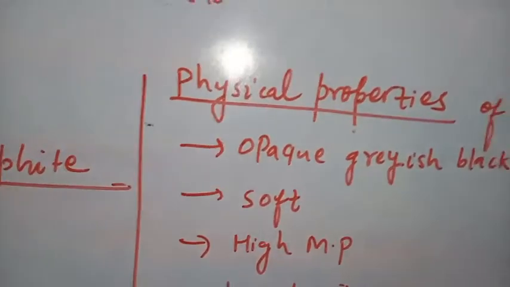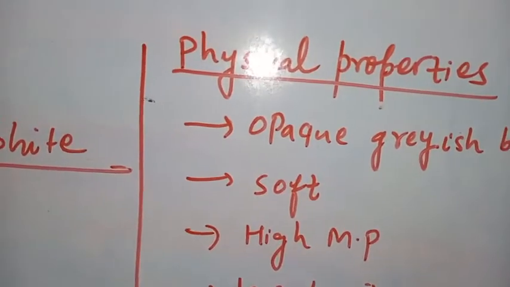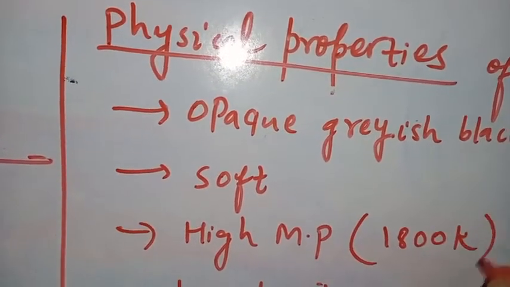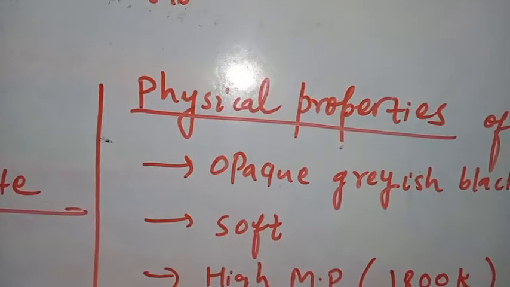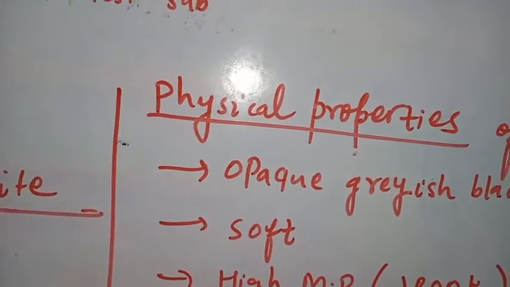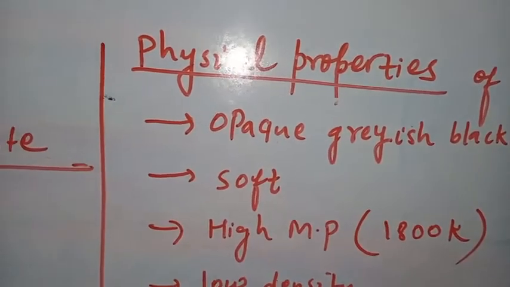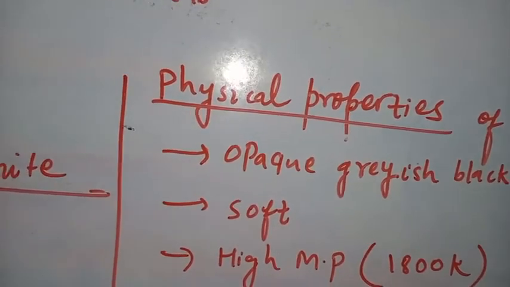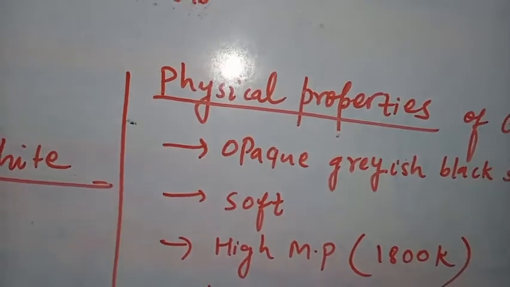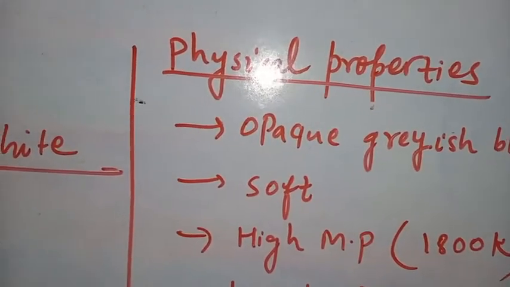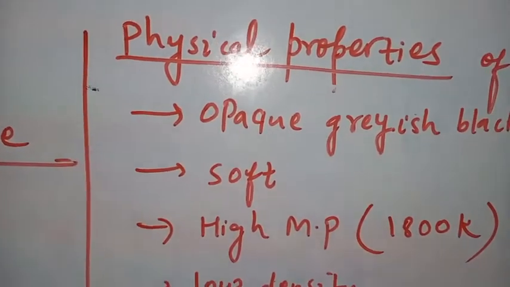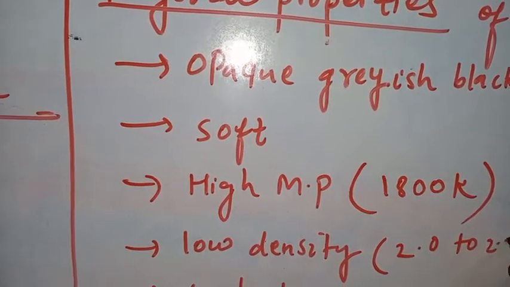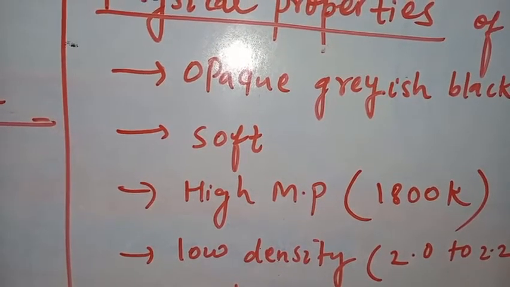Now it has a high melting point, about 1800 Kelvin. So it can withstand high temperature because of its high melting point. It melts at a very high temperature. Now it has low density. The density ranges from 2 to 2.2 gram per cm cube.